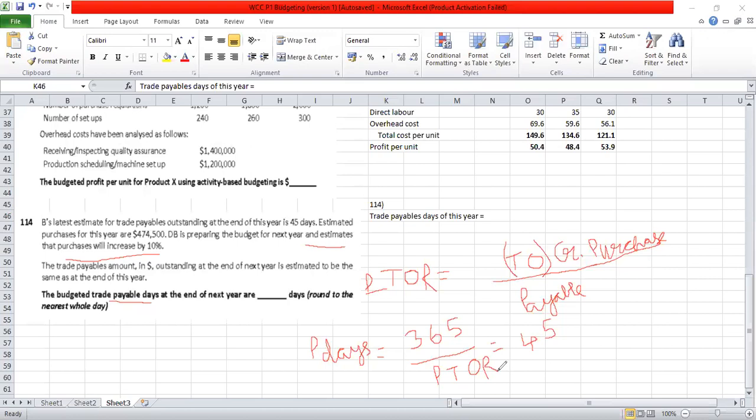Once we know the payables turnover ratio, we can substitute into the formula, credit purchases divided by payables, to find the current period payables. But the question is not asking about the current period payables. It is asking about the next period's payables. The question is: budgeted trade payable days at the end of the next year are dash days. I'll erase the screen.